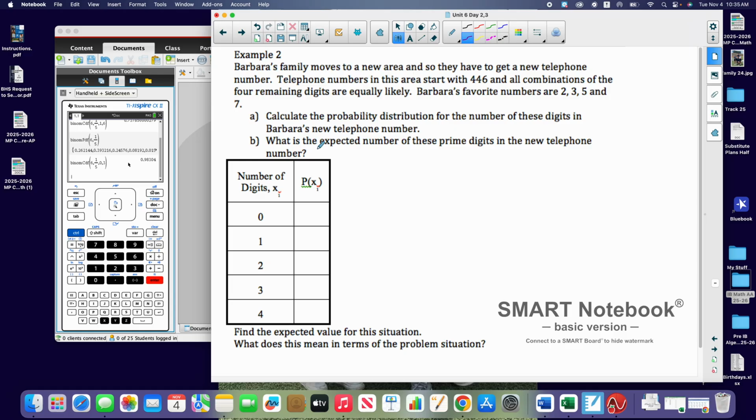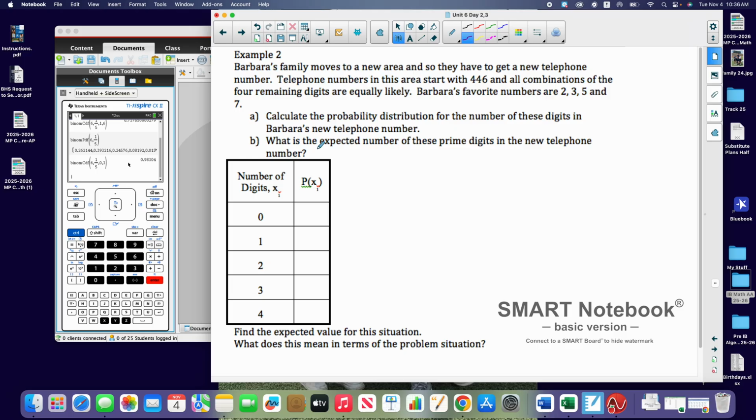Now, nowadays, when you move, you don't have to change phone numbers anymore. But let's say that you're getting a new phone number. So Barbara's getting a new phone number. She gets her phone for the first time. Has her line. She's got a couple of numbers that are her favorite numbers. 2, 3, 5, and 7 are her favorite numbers.